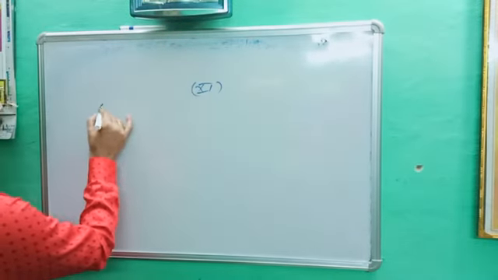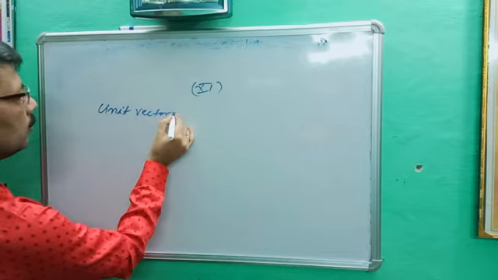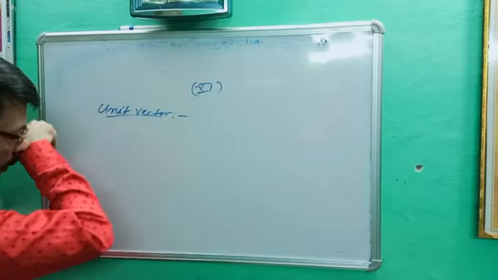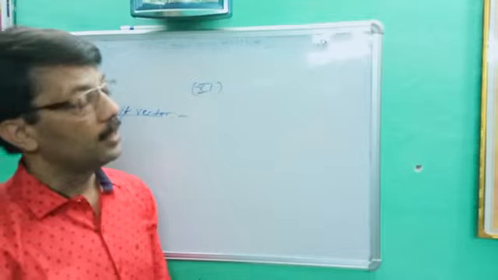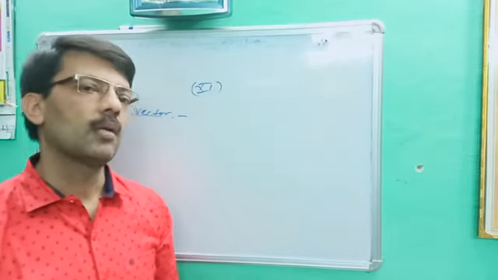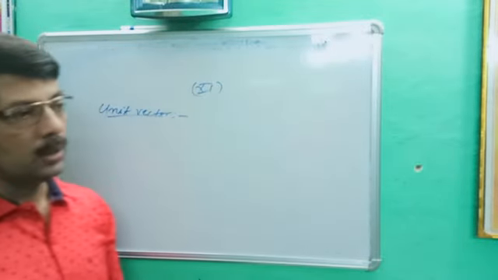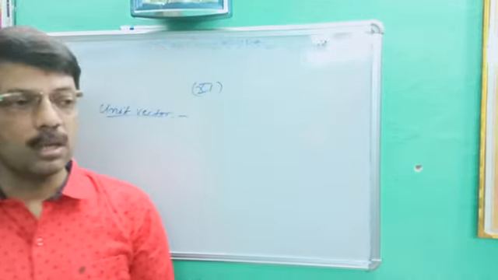This is a very important point. Unit vector. Note the point. The definition is very easy. The vector whose magnitude is 1 is called a unit vector.